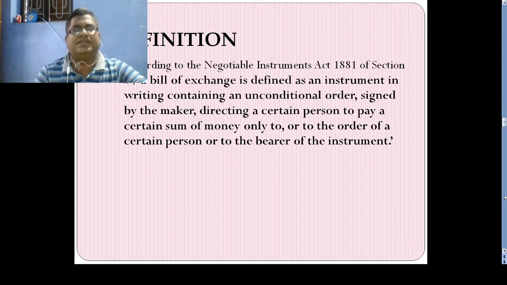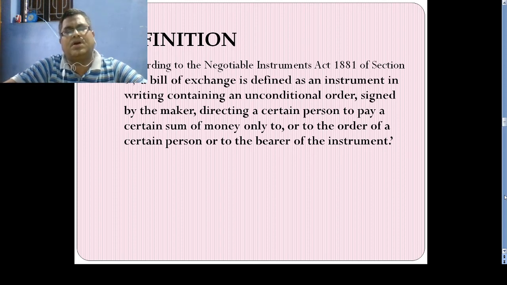The definition in the Negotiable Instruments Act, 1881, Section 5, says a bill of exchange is defined as an instrument in writing containing an unconditional order signed by the maker directing a certain person to pay a certain sum of money only to, or to the order of, a certain person or to the bearer of the instrument. That is the basic definition of a bill of exchange.